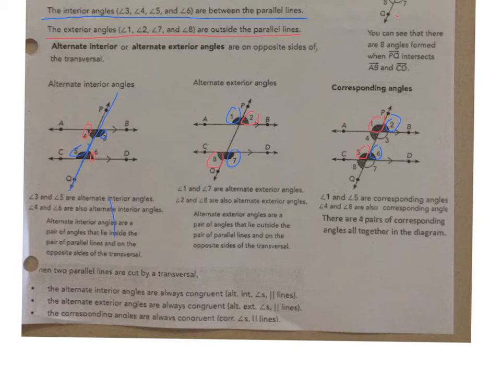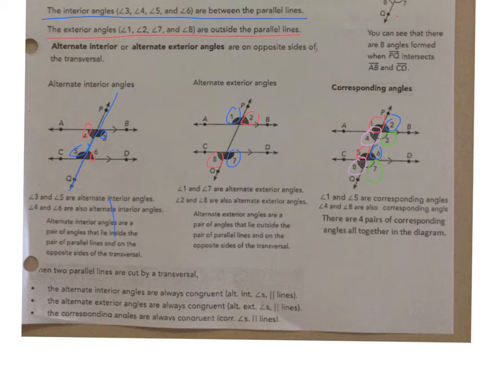Okay, so then we go down to 4. 4 and 8 are the same. They are both below the parallel line to the left of the transversal. And then we go down to 3 and 7. They are both below the parallel line to the right of the transversal.